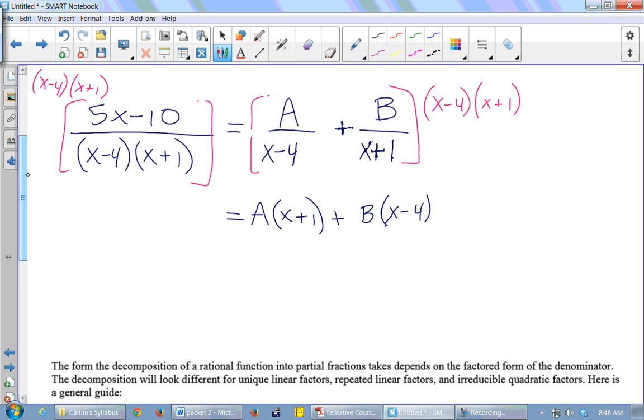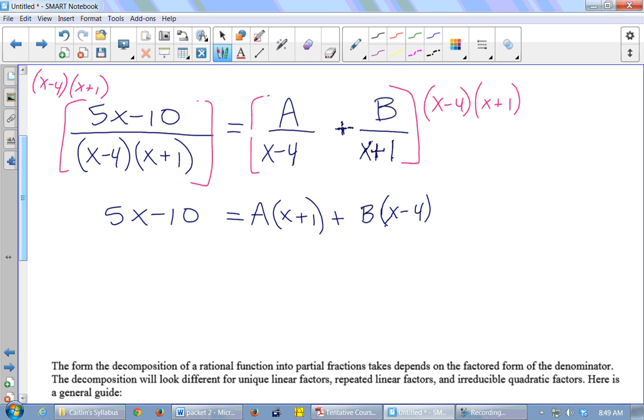And on the left, x minus 4 times x plus 1 is going to cancel with the whole denominator, so I'm just left with 5x minus 10. Okay, so now I still have two unknowns. Well, technically 3 because of the x, right? So I still have, well, x is a variable. So a and b are my unknowns. I have two unknowns. Usually you need two equations. If you have two unknowns, you need two equations, right? But I'm going to use a really tricky little sneaky thing by matching up the coefficients.